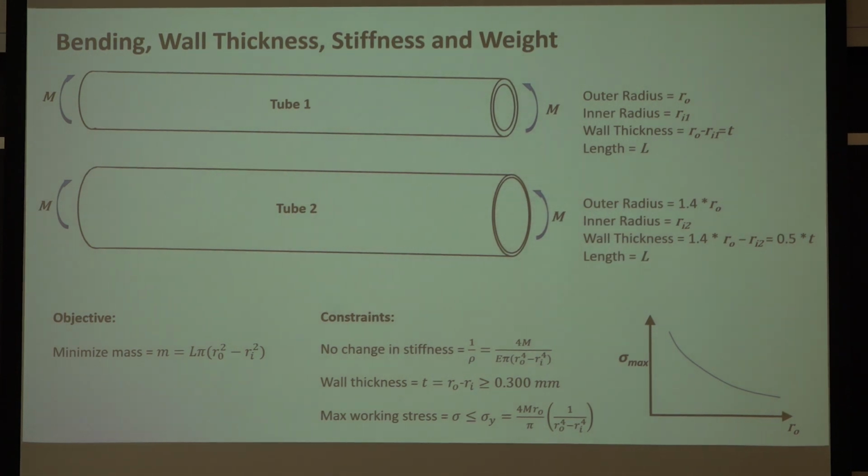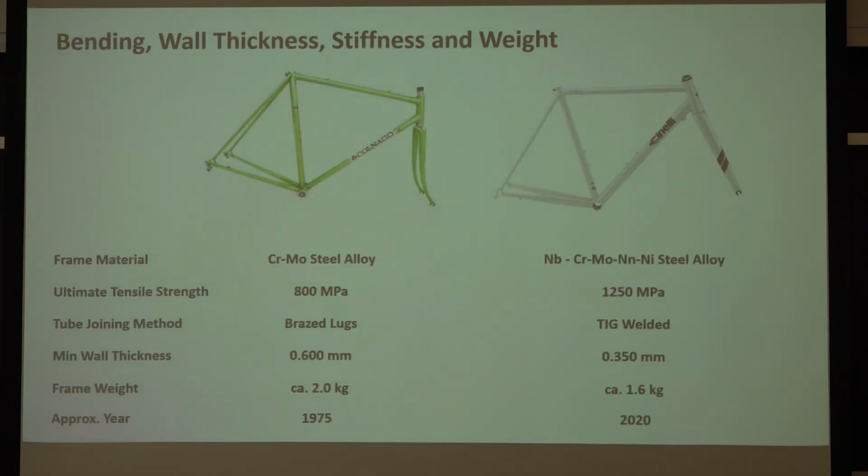And here's an example from bicycles. On my right is an old steel bike from the 1970s. This is a 1975 Colnago. The tubing that this frame is made from is just a normal chrome moly steel. It's probably a 4130 or 4140, something like that. I don't know exactly what it is.